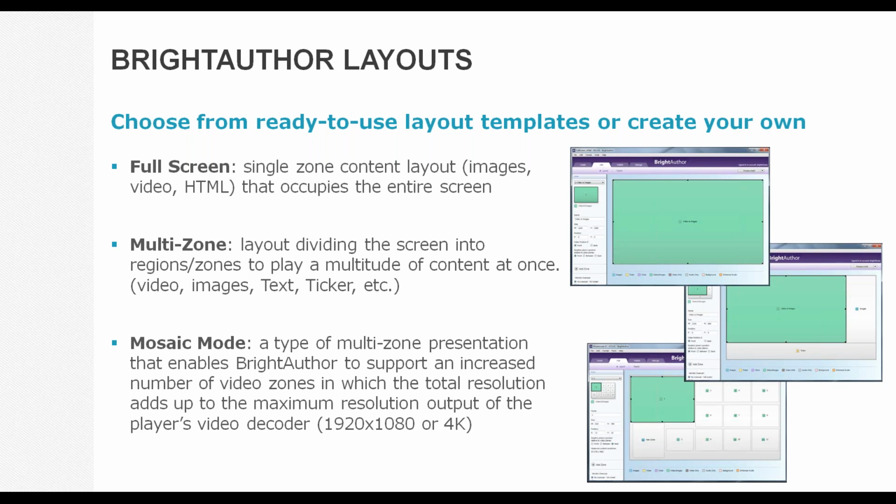One new feature in BrightAuthor 4.6 is what's called mosaic mode. In the past, players either played one video or multiple videos on the screen at the same time, one or two. There wasn't a limit to other types of zones, so whether it be ticker or the clock or images, you could have pretty much as many of those as you wanted.